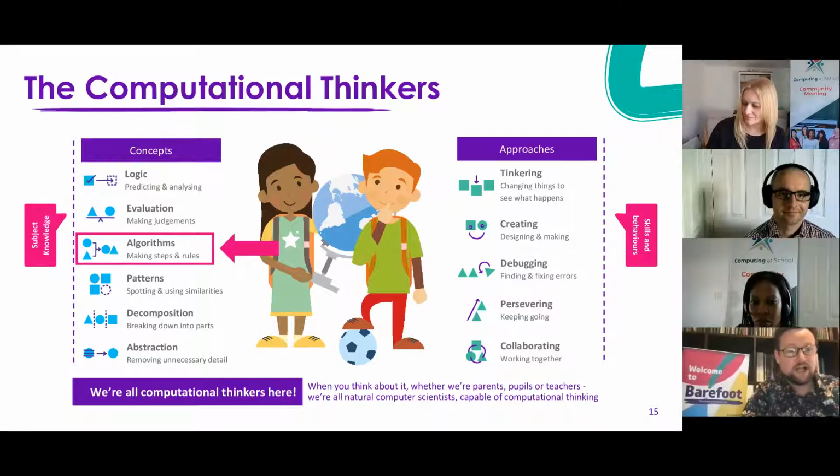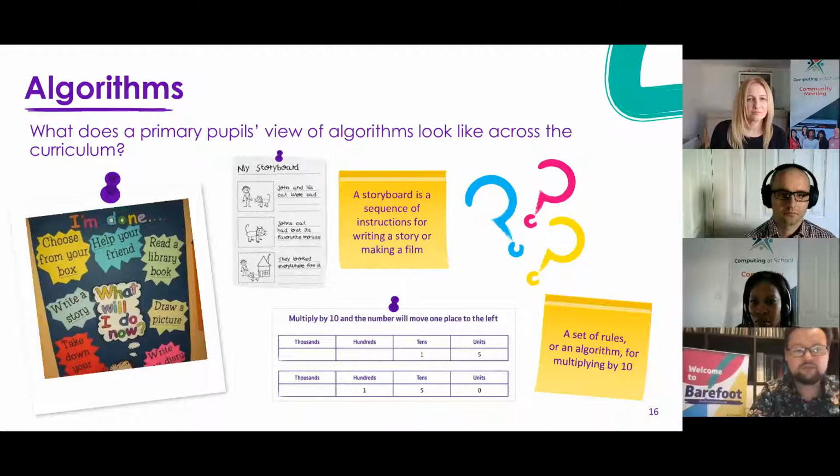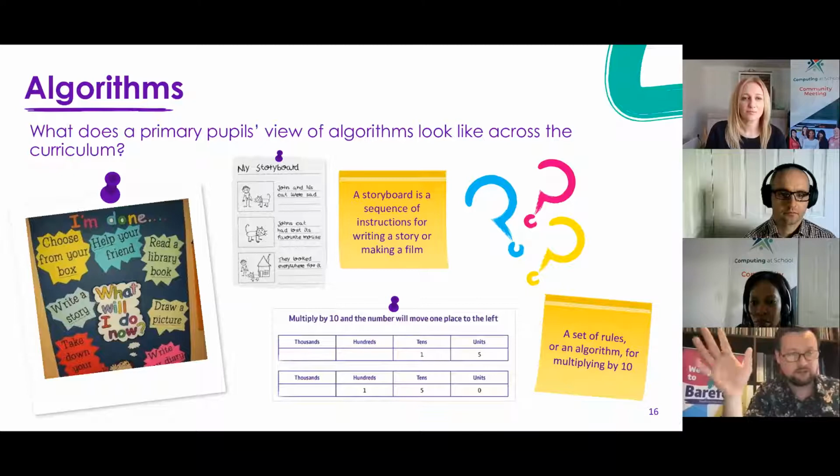And our resources are all fit around this model of computational thinking that we have, with six different concepts and five different approaches. And we explore how things like algorithms, where are they already in the primary classroom? So we've got examples here of what algorithms might look like. Maths is a subject built upon algorithms. We have rules for how we multiply by 10 or divide or do bus stop division, etc. So we can make links with pupils' existing understanding and knowledge from other subjects to exemplify what this computational thinking looks like.